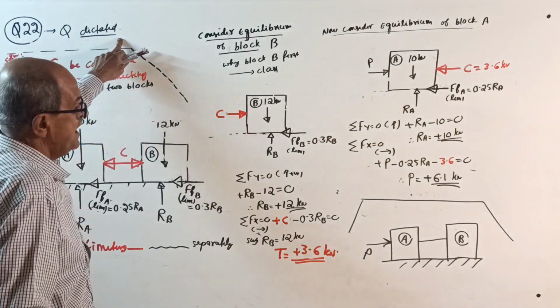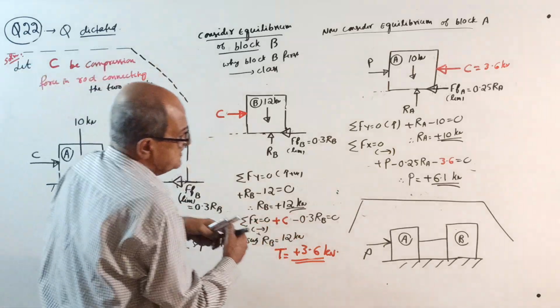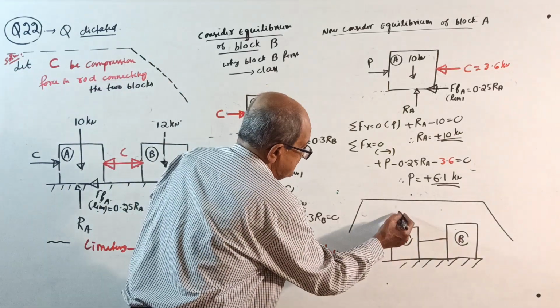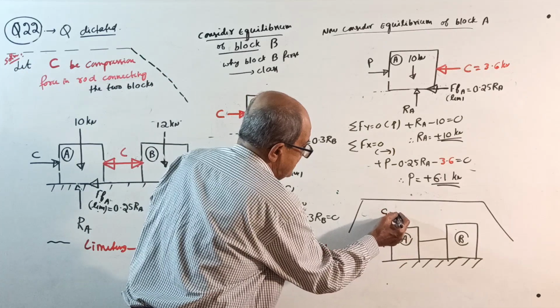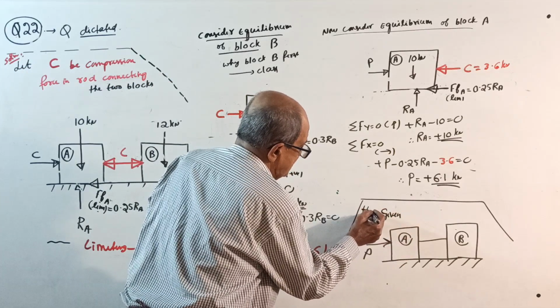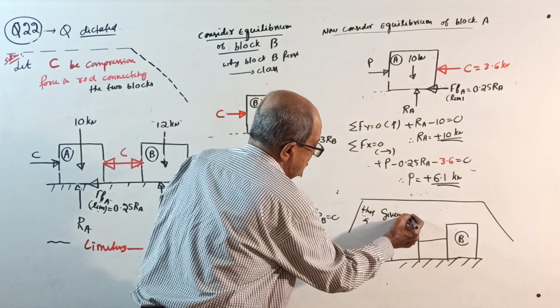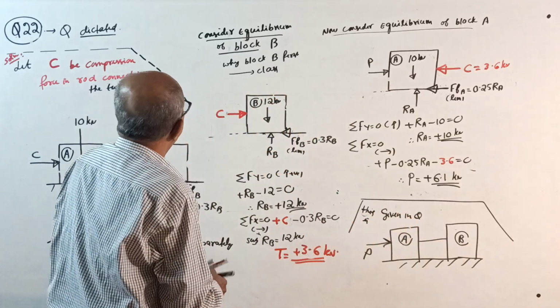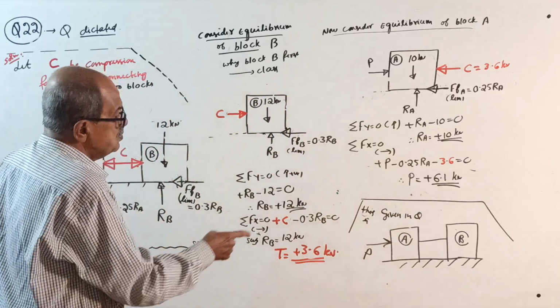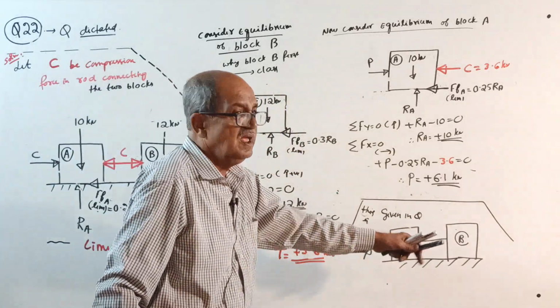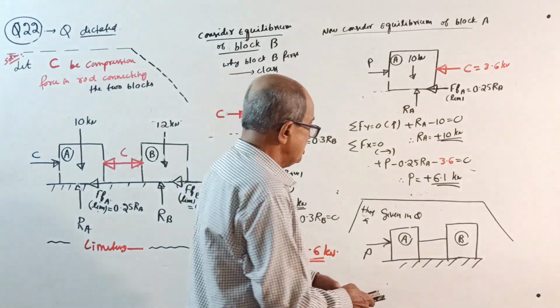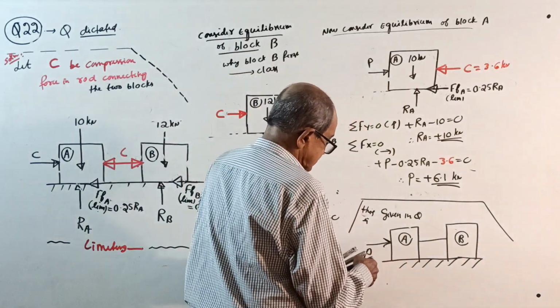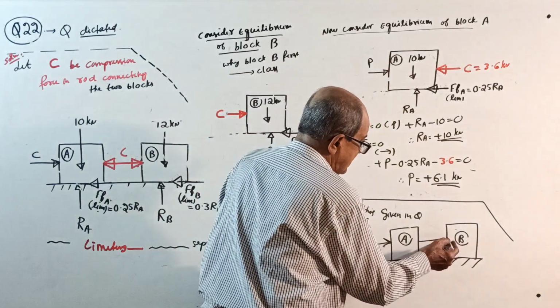Two blocks A and B. This is the figure. This is the question, this is given in the question. There is no place right here. Two blocks A and B are connected by a rod. Now you cannot connect by a cable. It is a rod.